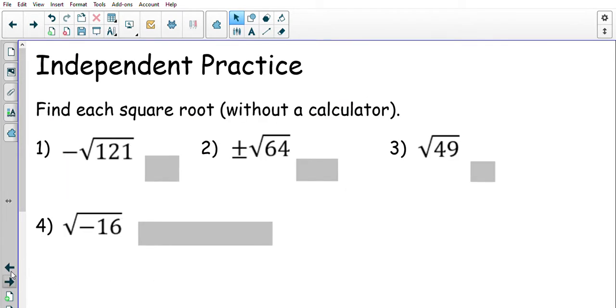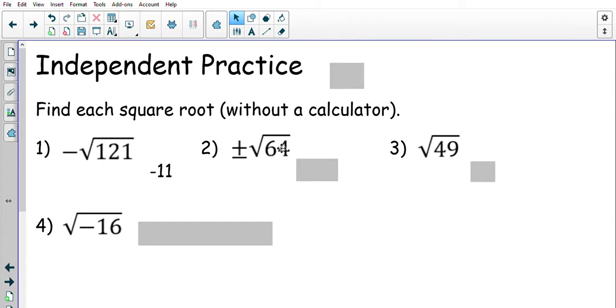All right, independent practice. Pause the video, give these 4 a try without a calculator. All right, hopefully you've completed these 4 questions. Number 1, the negative square root of 121 is negative 11. Since the square root of 121 is 11, tack the negative sign in the front of that.